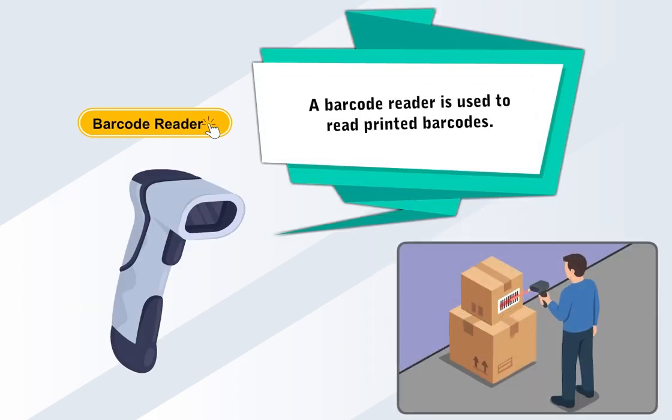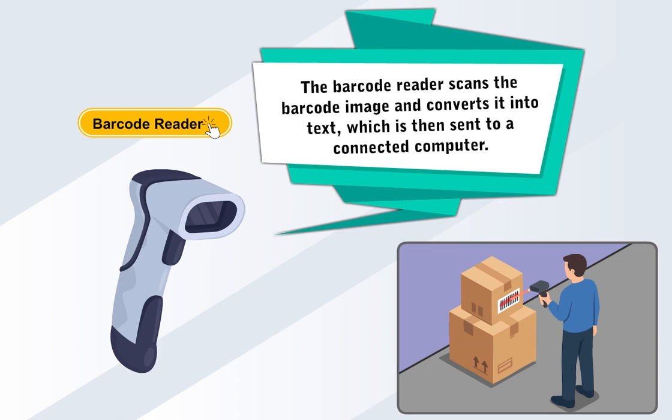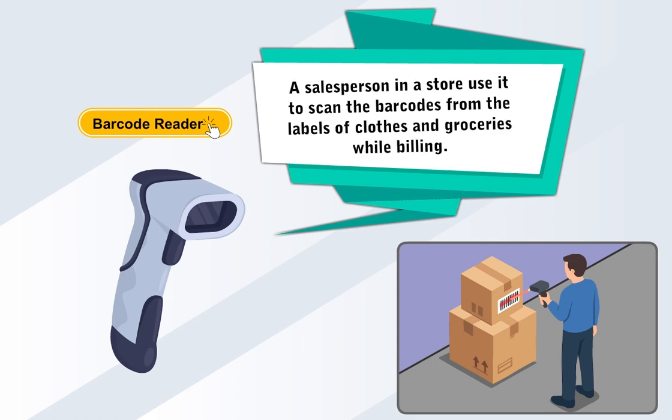Barcode reader. A barcode reader is used to read printed barcodes. A barcode is a series of parallel black lines and white spaces of varying widths found on many products. The barcode reader scans the barcode image and converts it into text, which is then sent to a connected computer. It is commonly used in libraries to scan the barcodes on the back of books. A salesperson in a store uses it to scan the barcodes from the labels of clothes and groceries while billing.